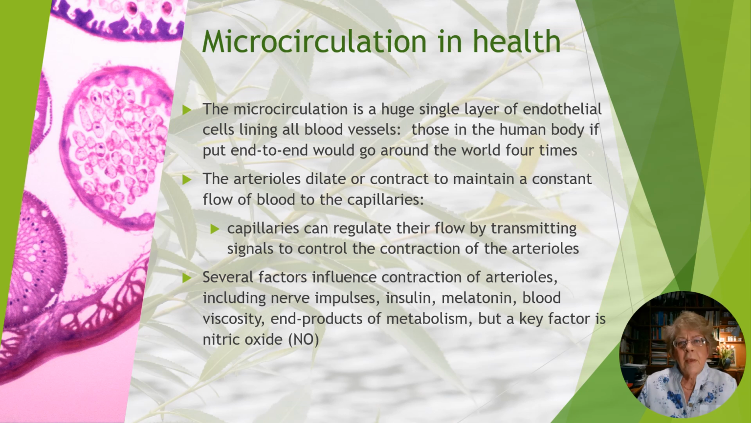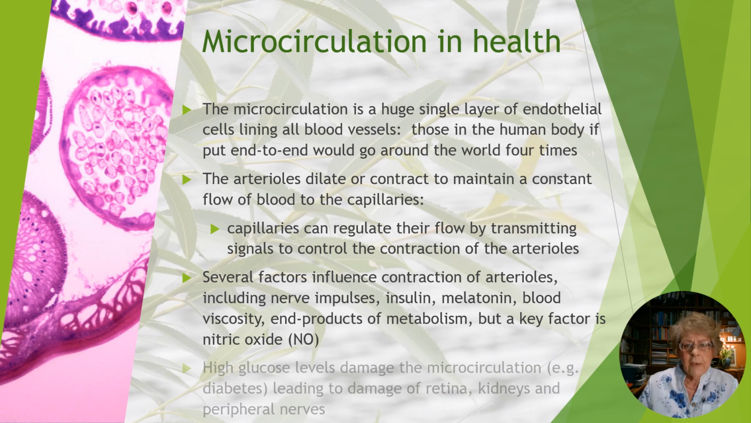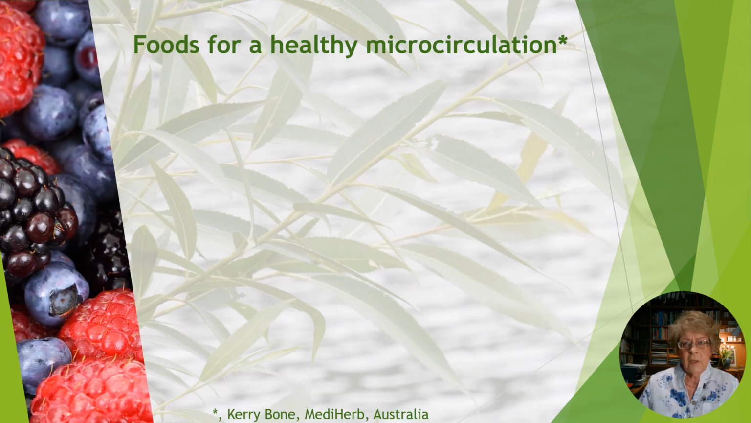Several factors influence contraction of the arterioles, including nerve impulses, insulin, melatonin, blood viscosity, and end products of metabolism. But a key factor is something called nitric oxide, which can come from vegetables. For example, green leafy vegetables can lead to more nitric oxide. High glucose levels can damage the microcirculation, as in diabetes, leading to changes in the capillary bed in the retina, kidney, and peripheral nerves, causing nerve damage.